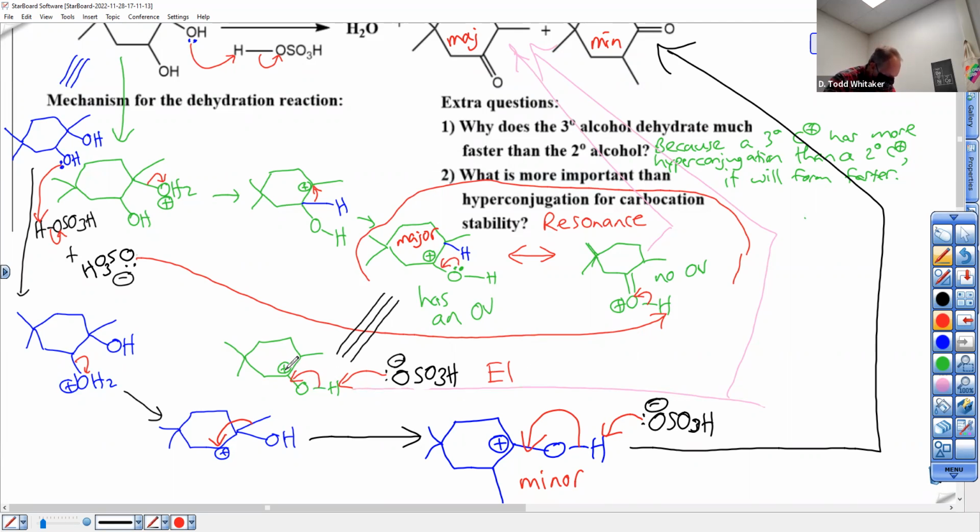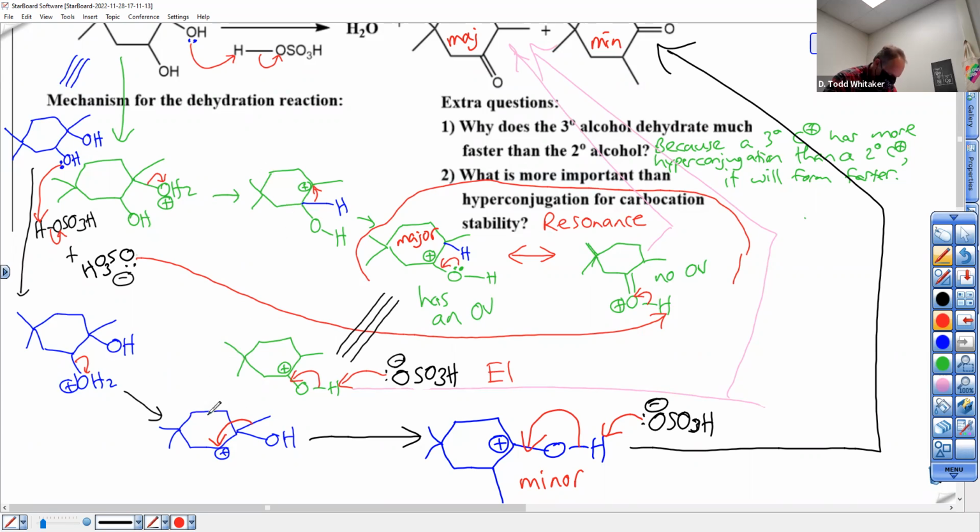Now you got to go back to the original cations and ask yourself which one formed first. This one that came from water leaving this, or this one that came from water leaving this. So which of these two formed faster? That is question 2, by the way.